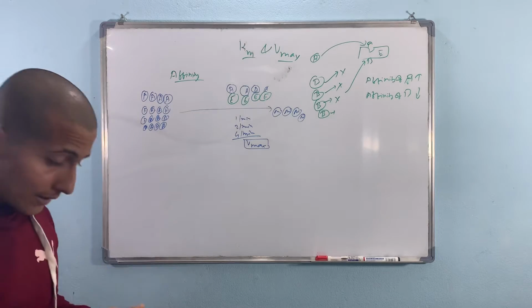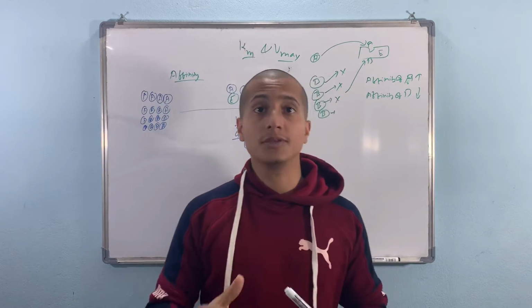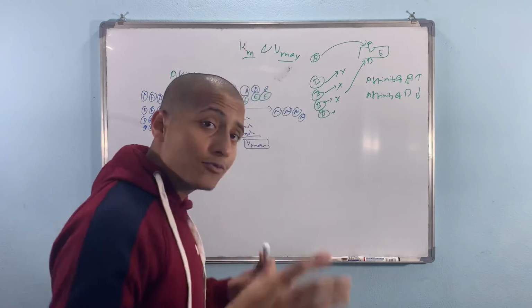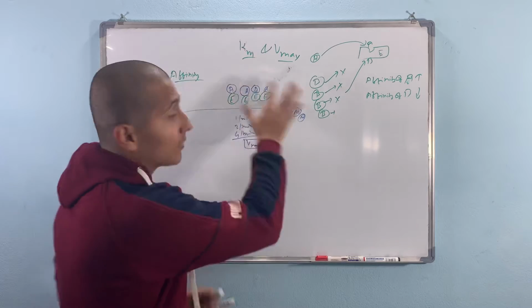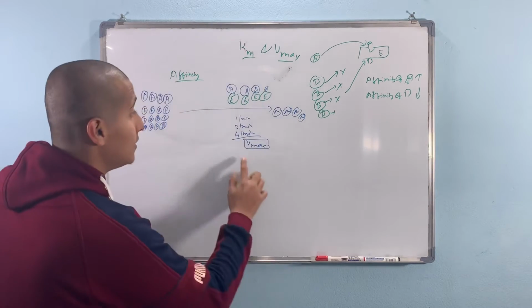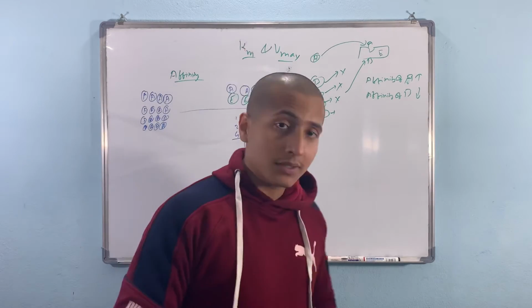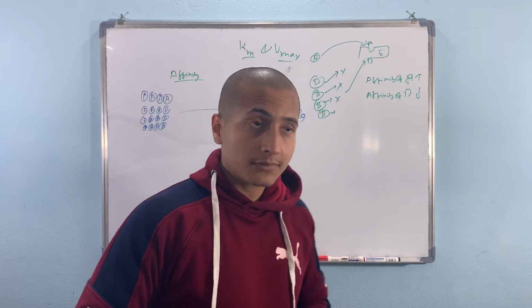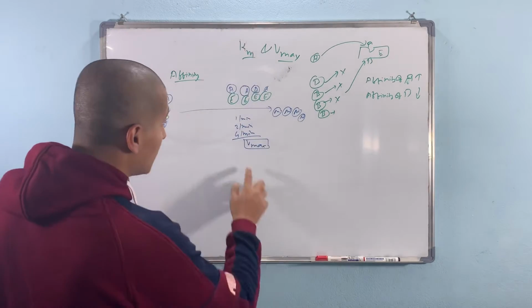So what is Vmax? Vmax is the maximum speed or maximum rate at which the reaction is occurring in presence of the available enzymes. So Vmax is the maximum rate of the reaction in presence of the available amount of the enzyme. Right. So this is Vmax.